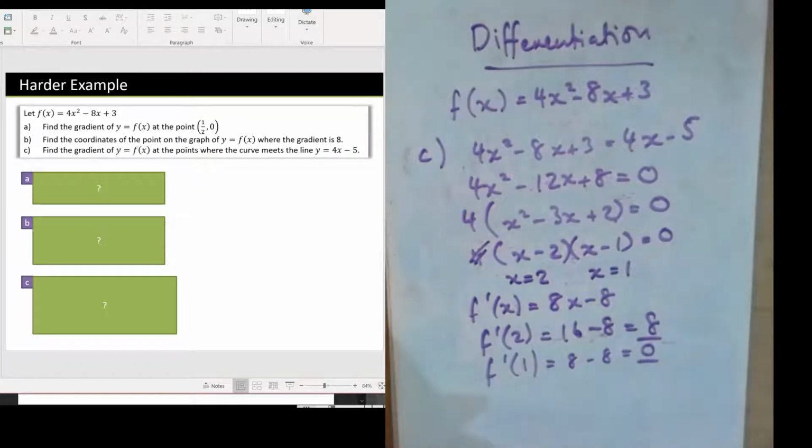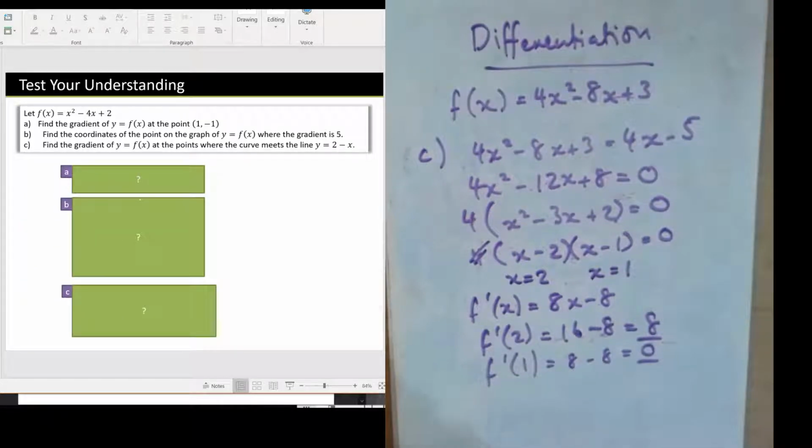So I would like you to try, you've already done this one, haven't you? Yes? I would like you to try this example by yourself, so probably just pause, try it out, and then I'll show you the answer in a tiny bit.